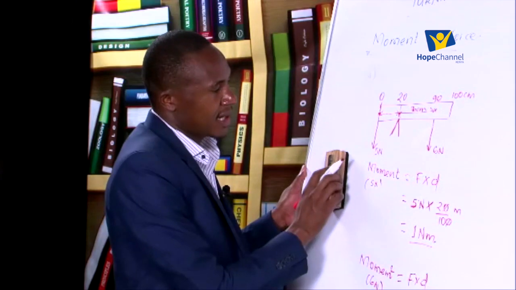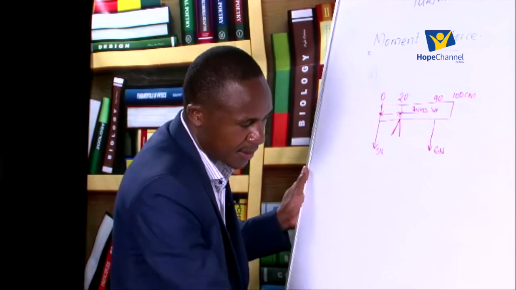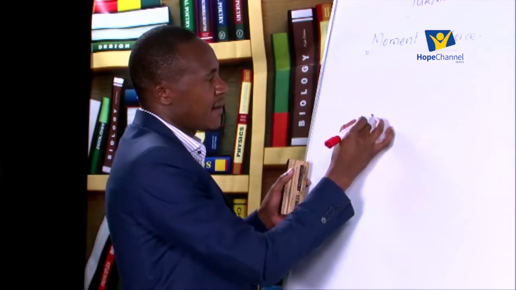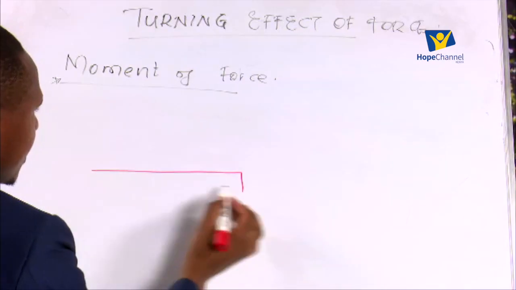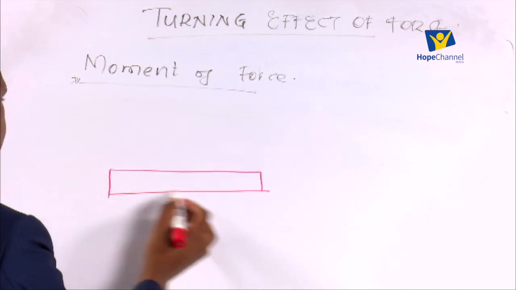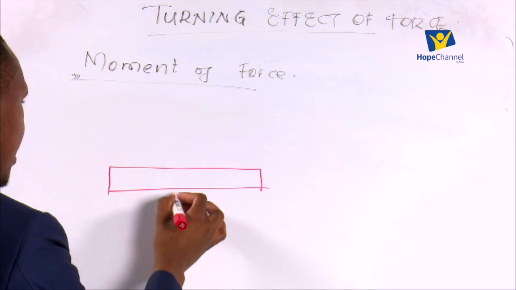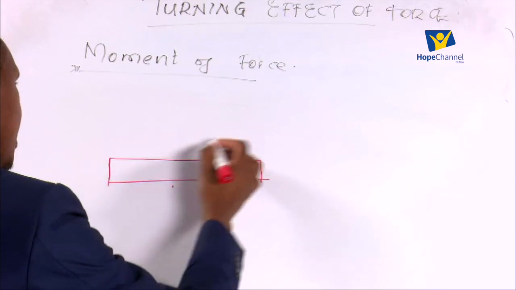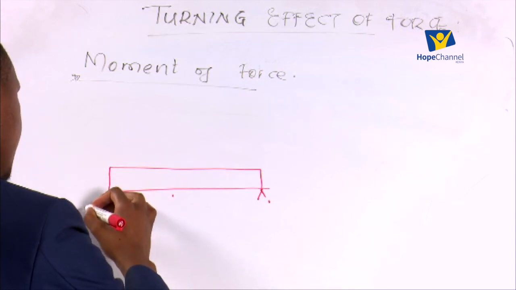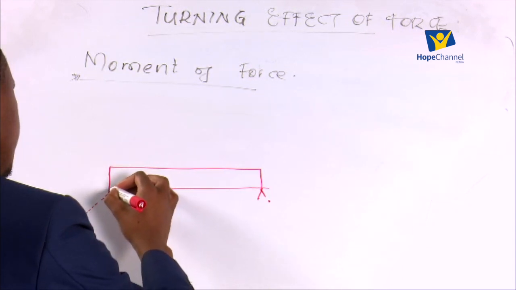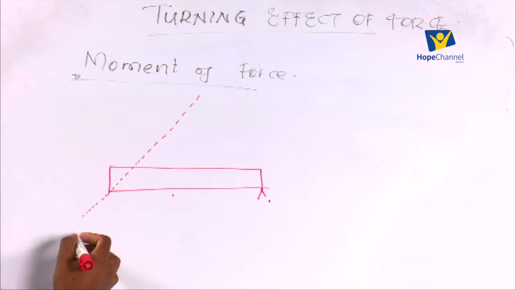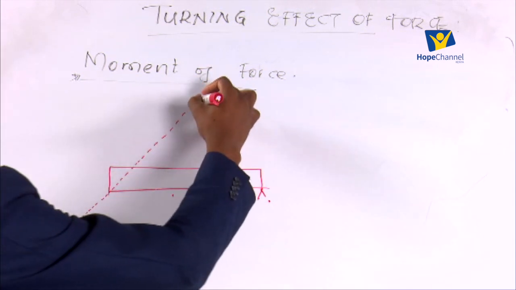We could be having a case, for example, let me have a diagram here, so that we see why we are talking about perpendicular distance. Suppose we have an object like this one, and then it is supported like that. Then, the point of support is that one, and the line of application of the force is that. Then we have this one here.